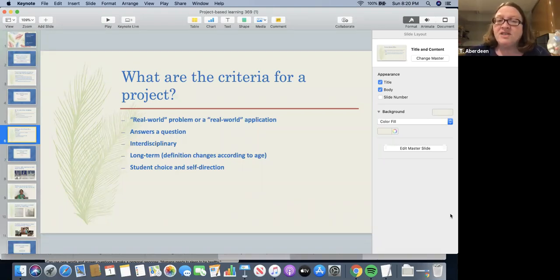And again, these projects that we all talked about, they're all long-term. They didn't happen in one day, in one lesson. And for us, the important part to remember is long-term changes over age, right?